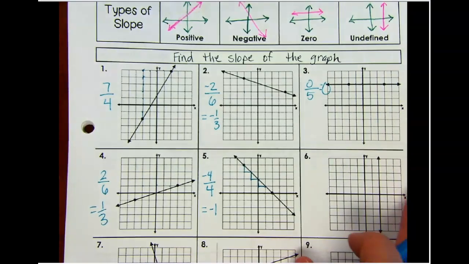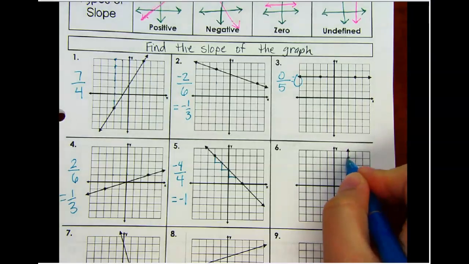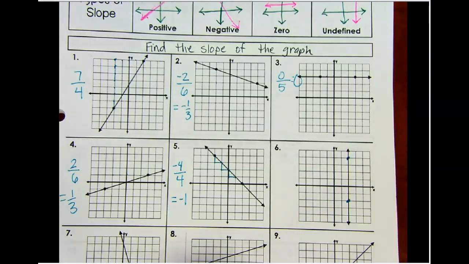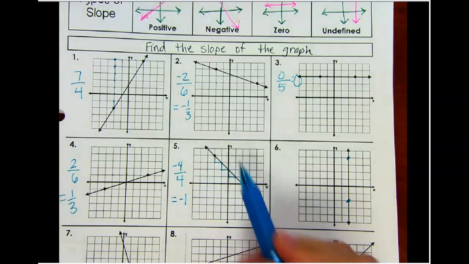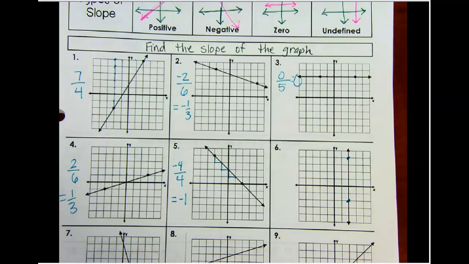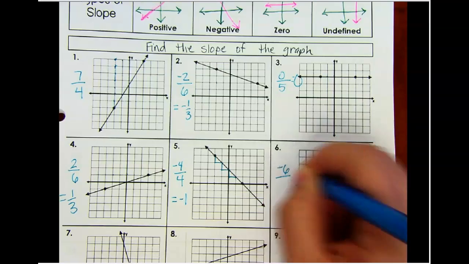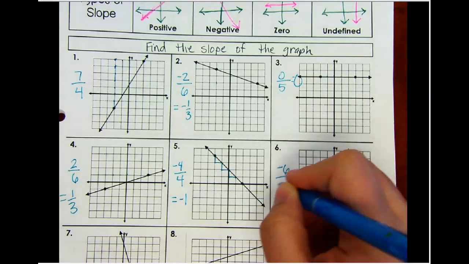All right, when we get to number 6, these do not have any points on it. So you can actually choose any points on the line that you want to choose. So this one, if we chose like this point and this point, as long as they are touching, where it's going across the grid, you can use it. So this one we are going down 1, 2, 3, 4, 5, 6, and we are not running. So that would be a 0.